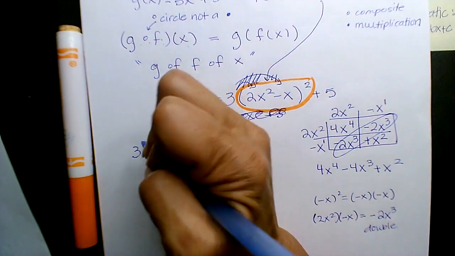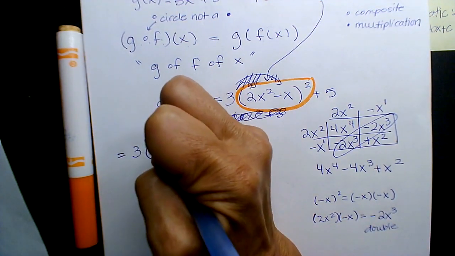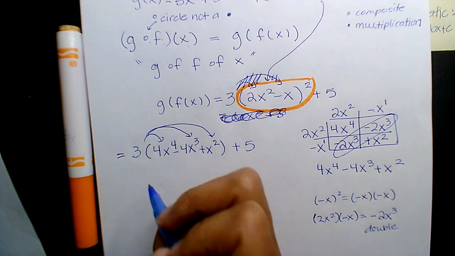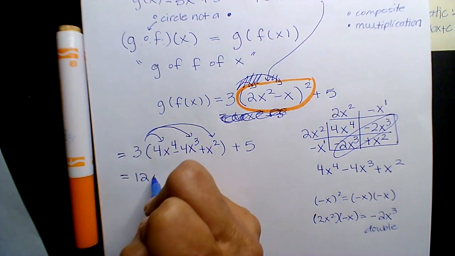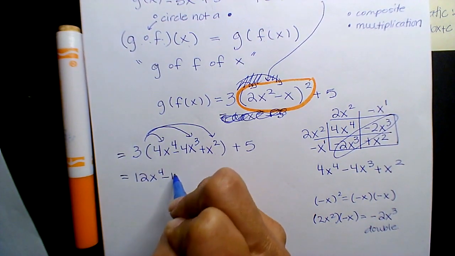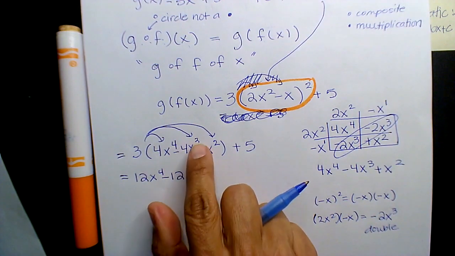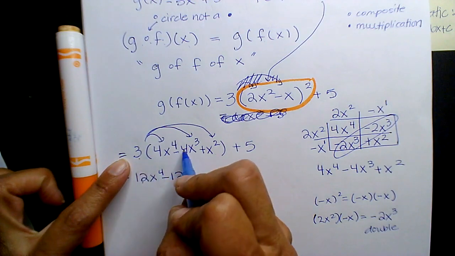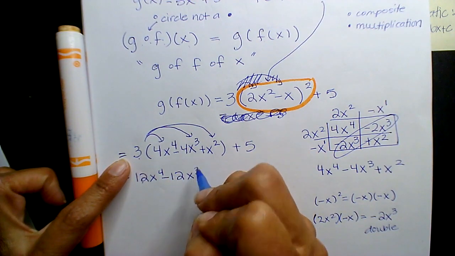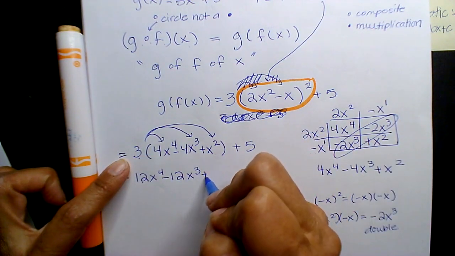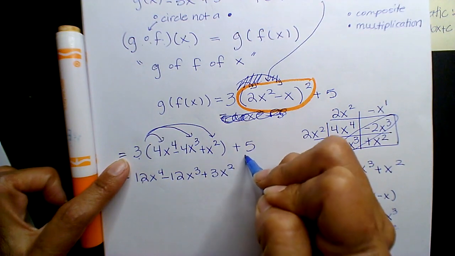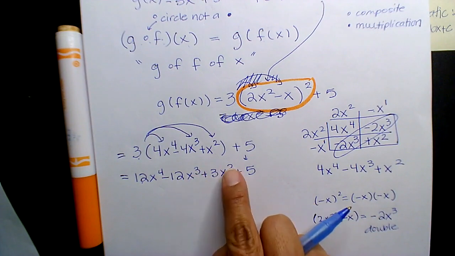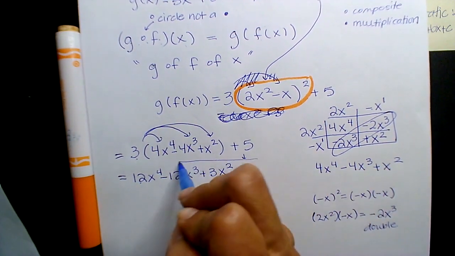Okay, now you distribute because we're not done yet. So multiply, multiply, multiply, and you get 12x to the fourth minus 12. Remember, we're not messing with the exponents, it's only the coefficients. 3 times 4 is 12. 3 times negative 4 is negative 12x cubed. 3 times 1, 3x squared. And don't forget about that constant in the back. And so there's 4, 3, 2, constant. It's in standard form.